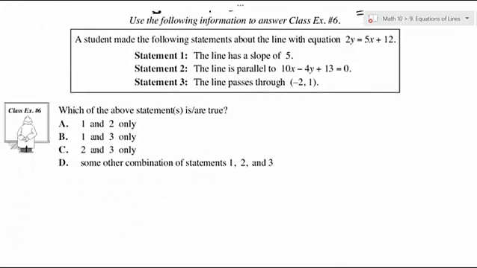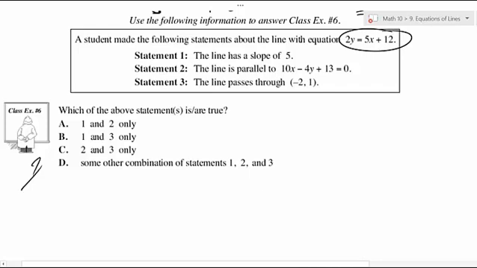Now we're just going to do one more exercise here. A student made the following statement about this particular equation. The line has a slope of 5. The line is parallel to 10x - 4y + 13 = 0, and the line passes through the point (-2, 1). So what I want you to do is to try to figure out which of the statements are true and which are false, and then you can tell me, hey, is it A, B, C, or D?